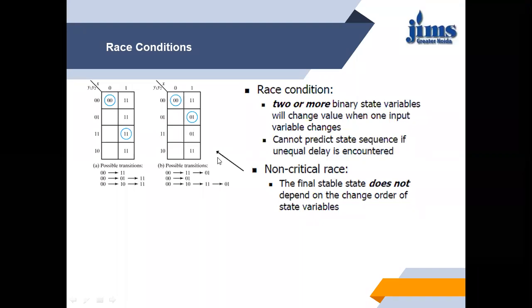So we say it is a non-critical race when the final state does not depend upon the change order of the state variables, meaning in all the possible transitions, the final state is constant. We say there is a non-critical race.